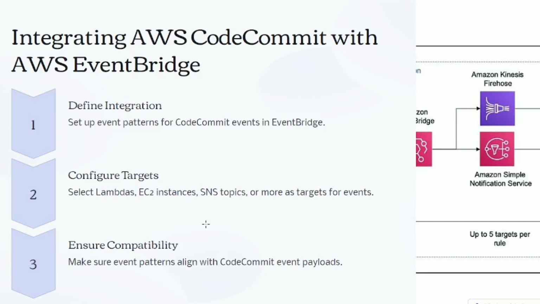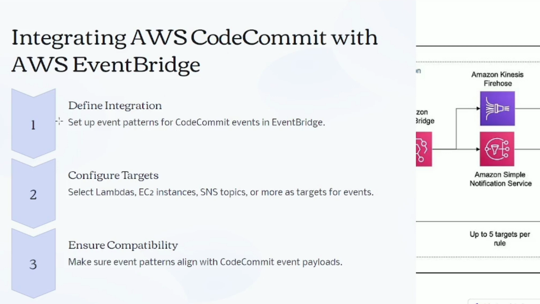By using EventBridge, you can create rules that capture specific CodeCommit events and route them to targets for processing. For example, you can create a rule that triggers a Lambda function whenever a new commit is pushed into a CodeCommit repository. The Lambda function then performs customized actions such as running tests, deploying code, or sending notifications via SMS. So this is an example of integrating AWS CodeCommit with AWS EventBridge.